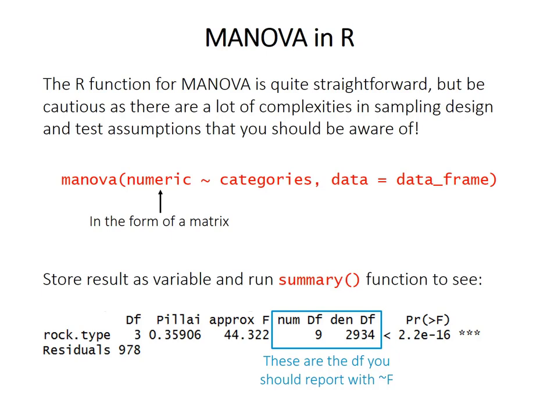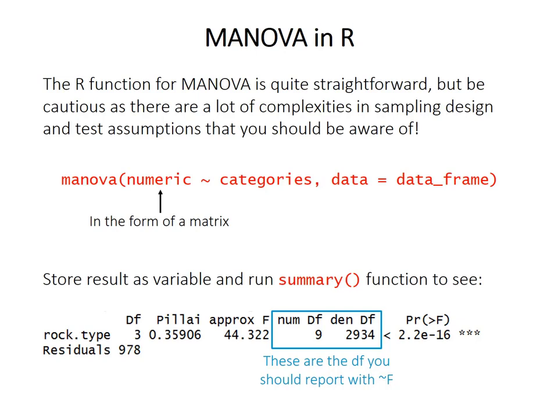The output is quite brief. This is basically all you get for the output, but it gives you all the details that you need. I'll point out that there are two sets of degrees of freedom. On the left, there's the DF column, 3 and 978 in this case. But actually the one that you want for your approximate F is the box with the numerator and denominator DFs, 9 and 2934 in this example here. So those are the ones that go with the approximate F that you're reporting.